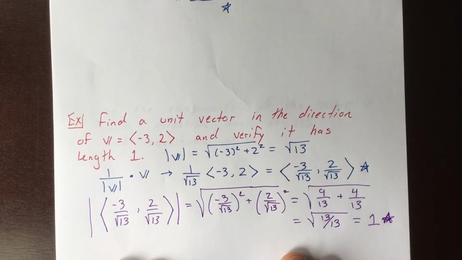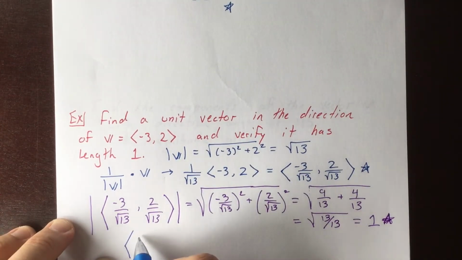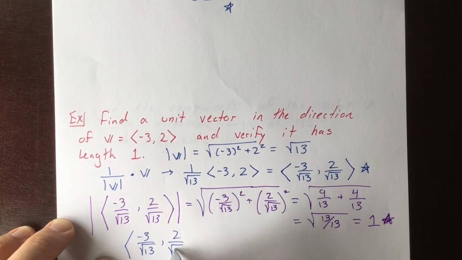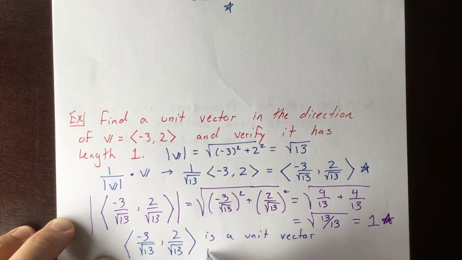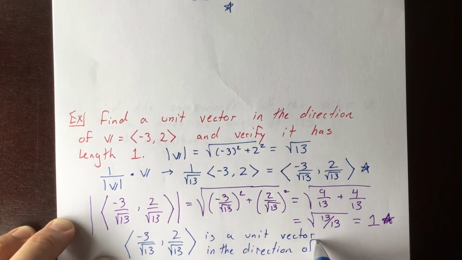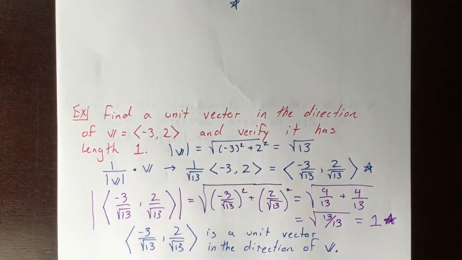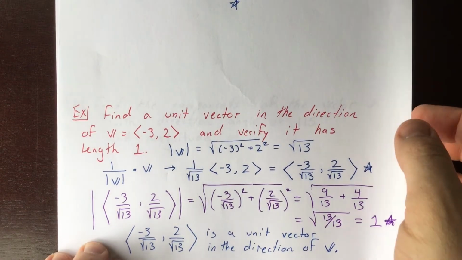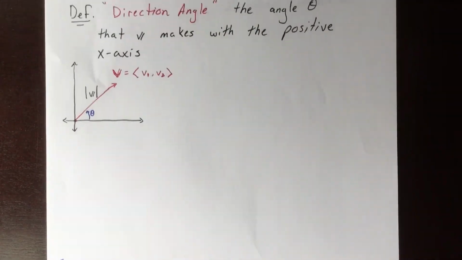So just summarizing this for us, we're going to say that this vector, <-3 over square root of 13, 2 over square root of 13>, is a unit vector in the direction of vector v. Okay, just a good summary statement for that problem. Moving on, remember this formula throughout this video.